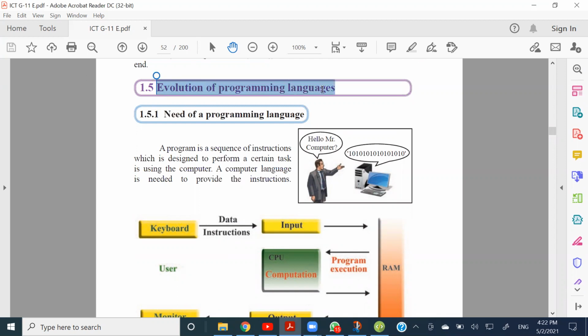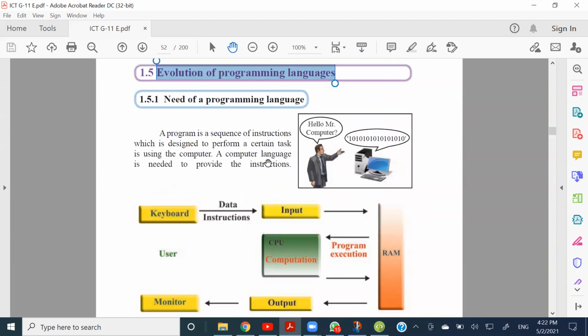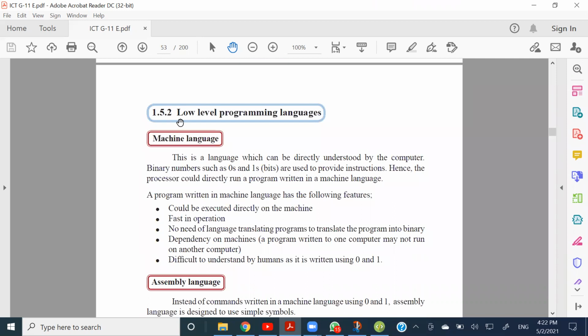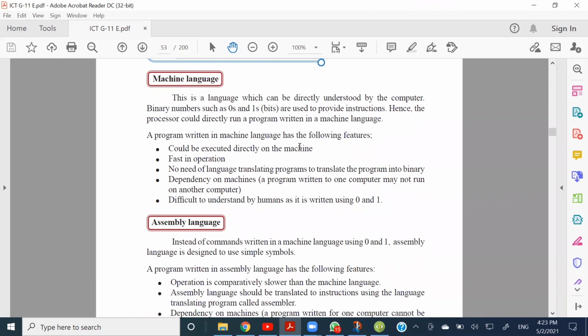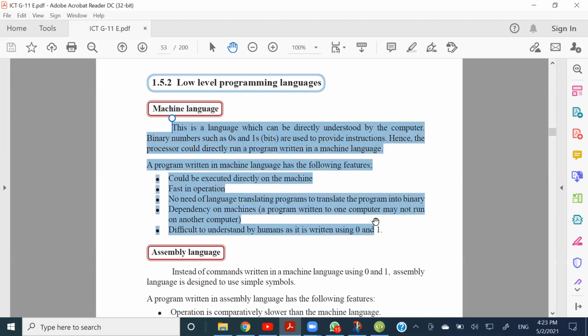You are going to write the heading, the evolution of programming language, right? And you don't need this first thing, the need of programming language, right? You can go straight to the low level programming language as the first subtopic. So under the machine language, yes, you have to write the entire thing.